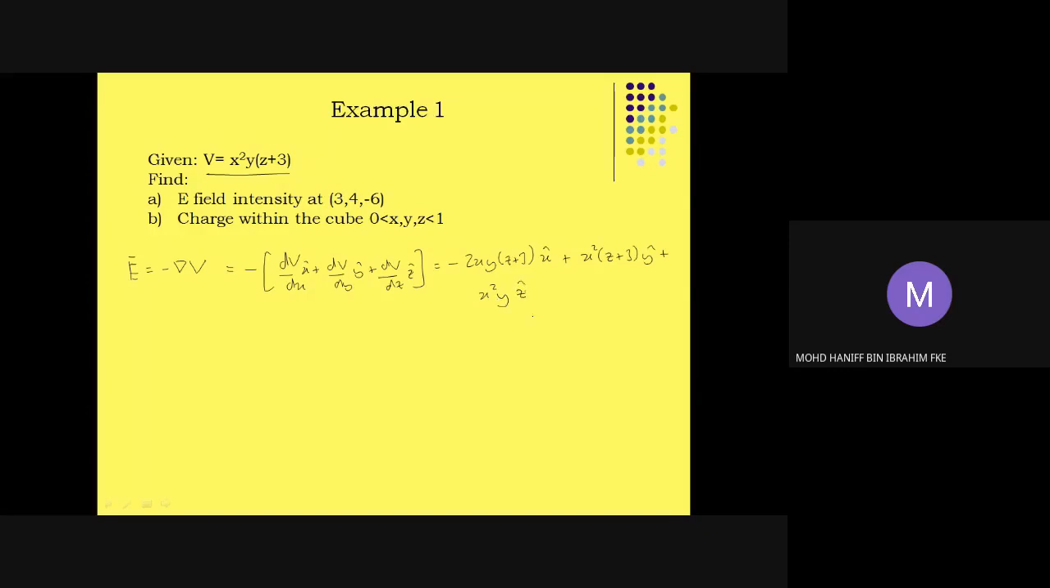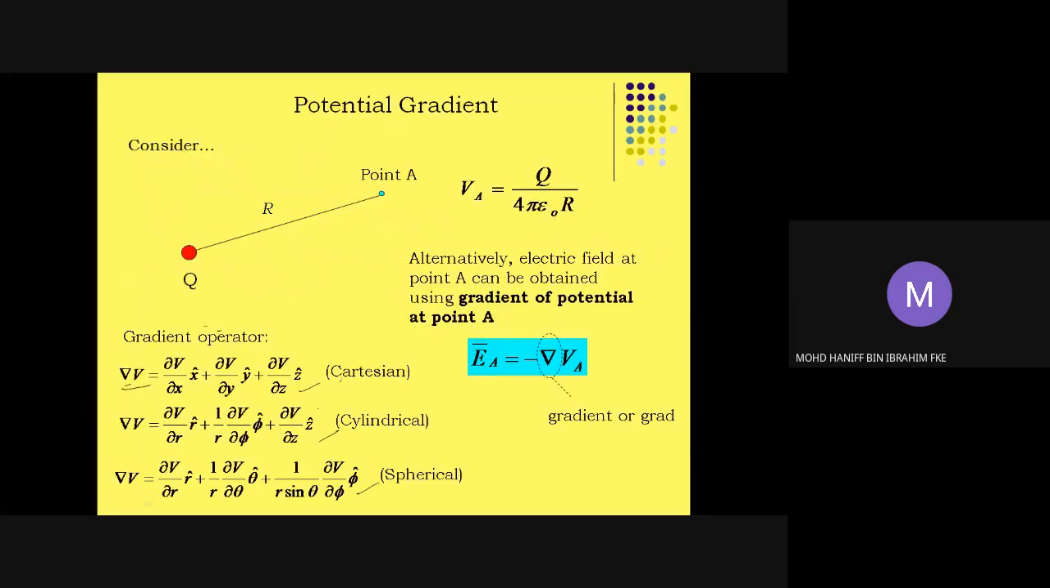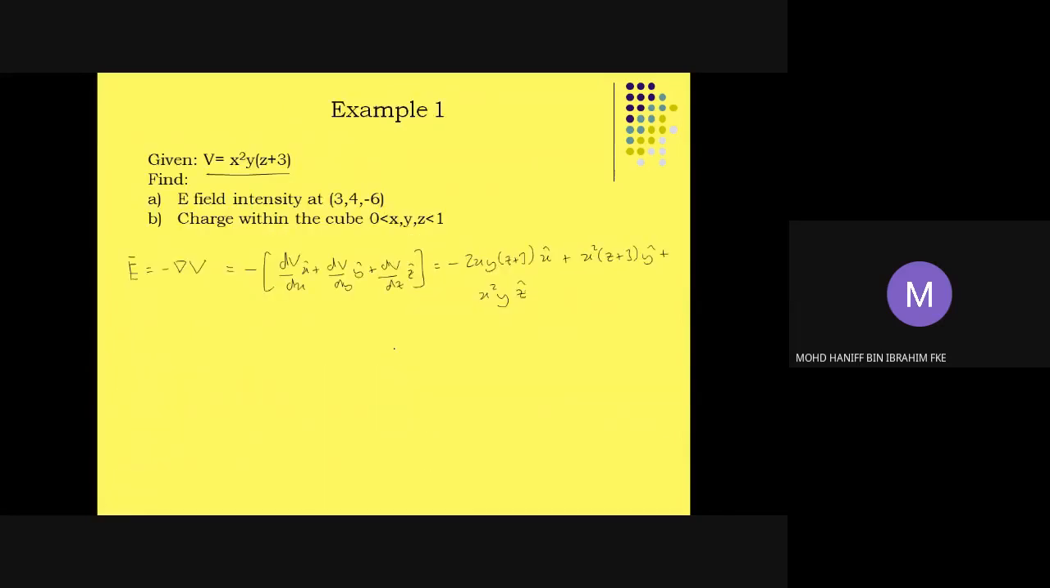Okay, so remember that the E field should be in a vector form, yeah? You need to put x, y, z. If you base on this gradient, here we also have x, y, z, yeah, for this Cartesian system. Okay, so that should be your E field terms.